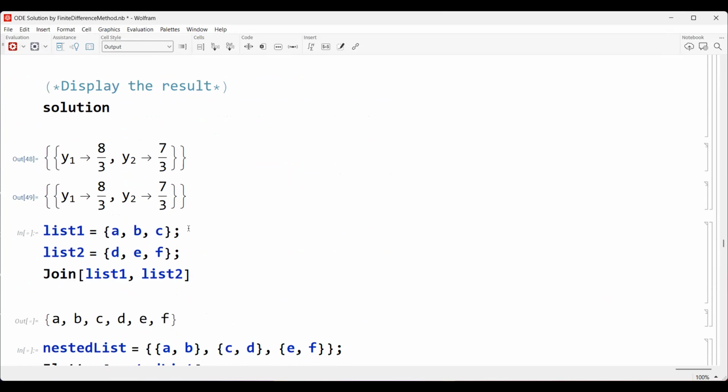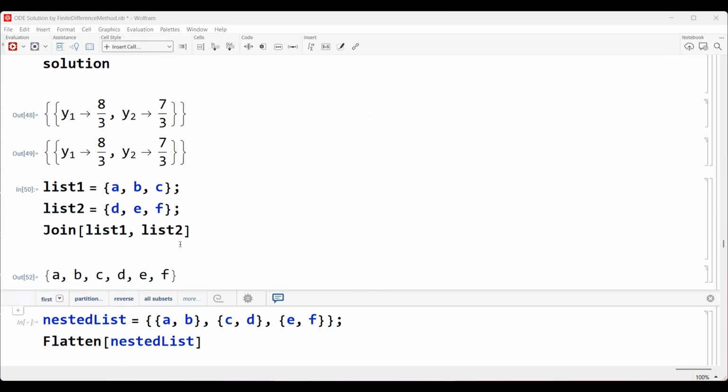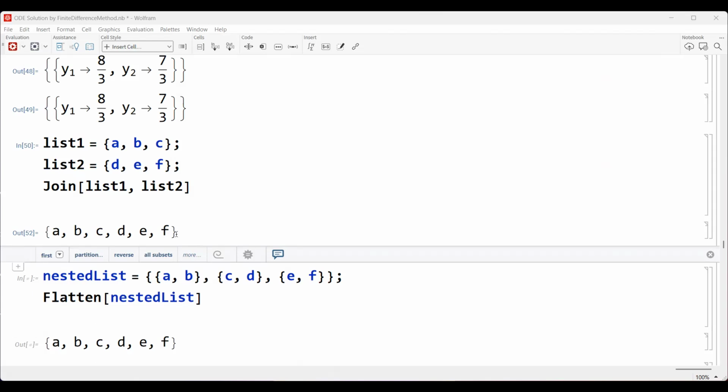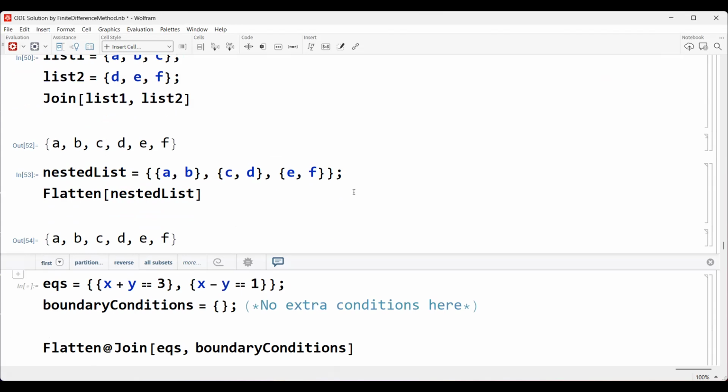Now we have the example of the joint of lists. For example, list 1 equal to ABC, list 2 equal to DEF, join list 1 and list 2. We have the output here. Another example is the nested list A, B, C, D, and E, F. The flattened nested list is to join all the elements here: A, B, C, D, E, F.